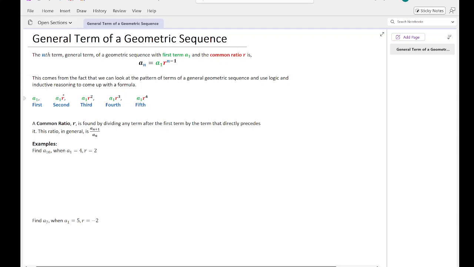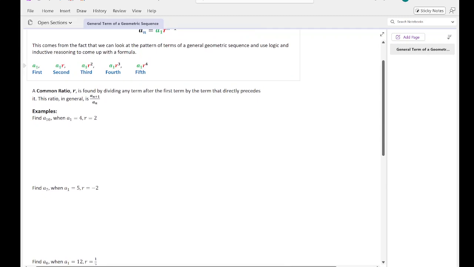So you can see what the first 5 terms of a geometric sequence would be, and extrapolate what the formula for the general term would be. Now, a common ratio r is found by dividing any term after the first term by the term that directly precedes it. This ratio in general is a sub n plus 1 divided by a sub n. If you're not sure what that means, not a big deal. We'll come to that in just a second. But that is the form for the ratio.